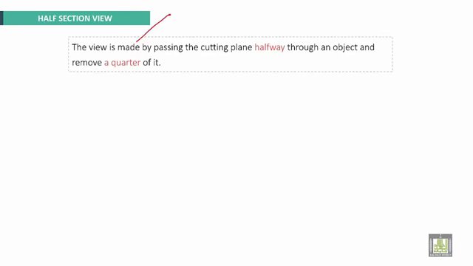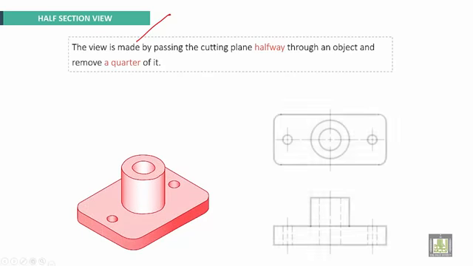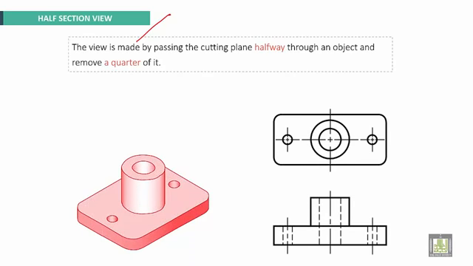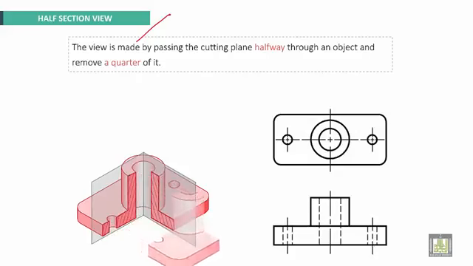Half section view. The view is made by passing the cutting plane halfway through an object and removing a quarter of it. We have an example here. These are original views. We have to remove a quarter of this object like this. How it will be represented? This is the section line.